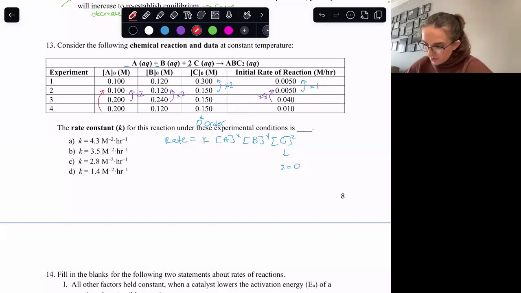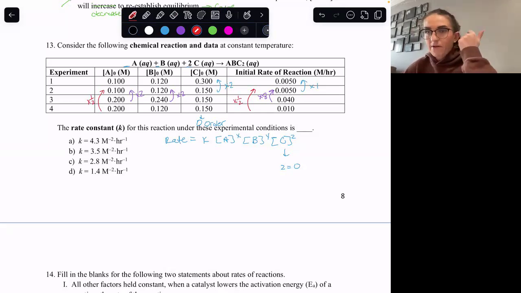Because in 4 to 2, we see that B is staying the same and C is staying the same, so the only thing that's changing is the concentration of A. As we go from 0.2 to 0.1, this is going to be times 1/2 in our concentration. And as we go from 0.01 to 0.005, this is half. If we're decreasing by a half, and the rate is also decreasing by a half, what is that order for A?